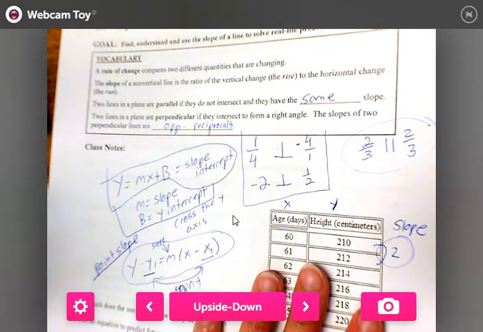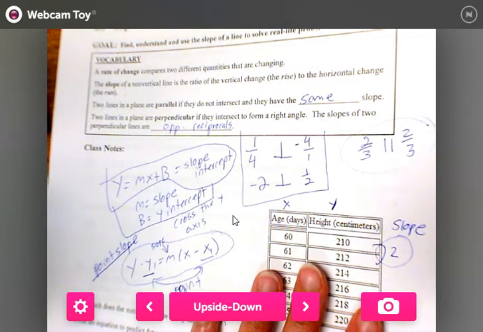While you're writing, I want you guys to think about this. I'm planting a sunflower seed in the dirt. How many centimeters does it come off the ground? When you plant a seed in the dirt, how many centimeters is it above the ground? 0. Thank you.